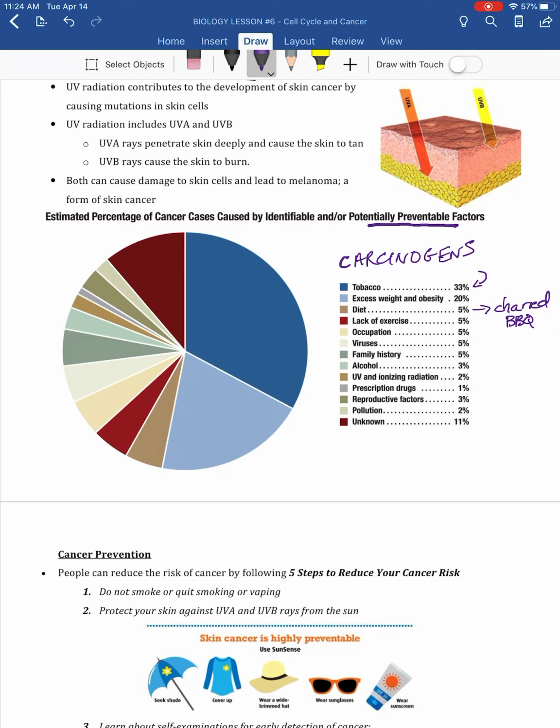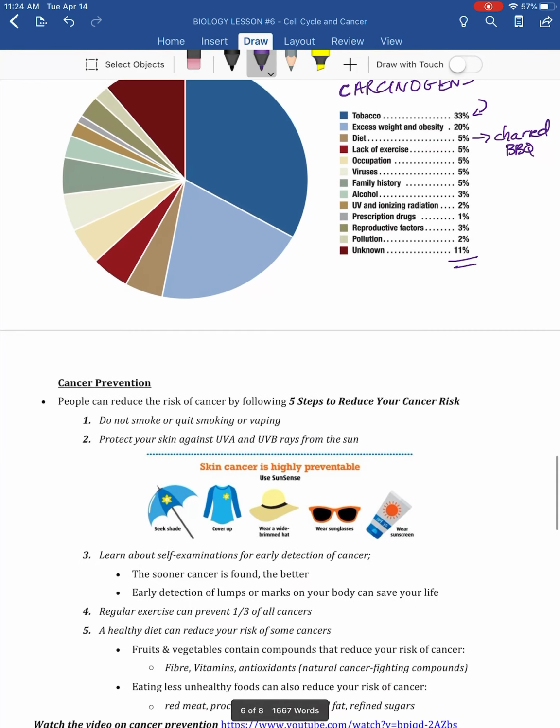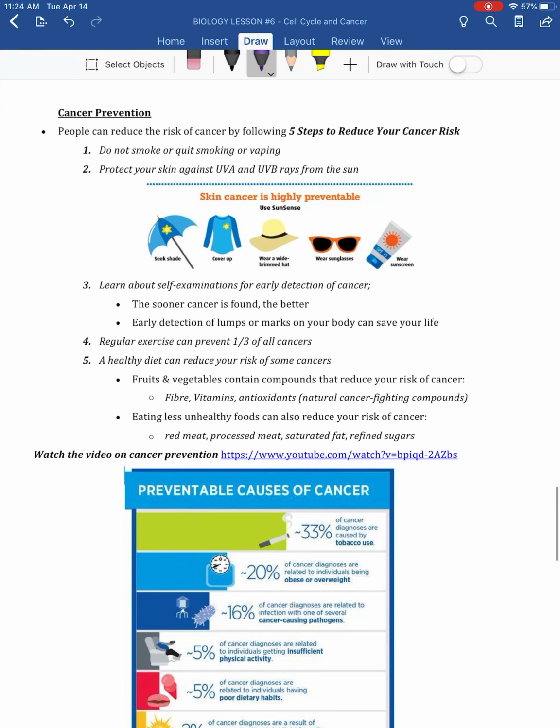Family history. So that's the genetics. Alcohol is a carcinogen because it can cause damage. It's a toxin. Okay. UV and ionizing radiation, that's the sun. Certain drugs. And then a lot of times we just don't know. Okay. So cancer prevention. People can reduce the risk of cancer by following 5 steps. Okay.